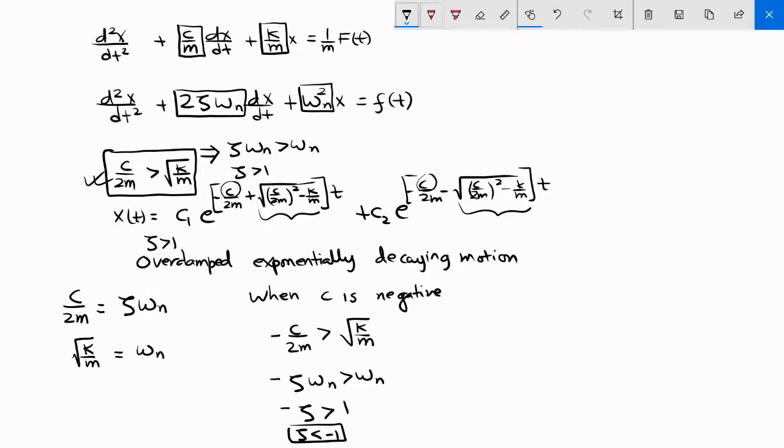Okay, so this leads to overdamped exponentially growing motion, which means the motion will now not be stable. It will not come back to the equilibrium. It will keep moving away and away from equilibrium.